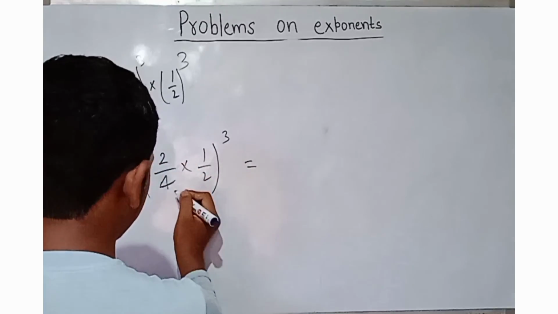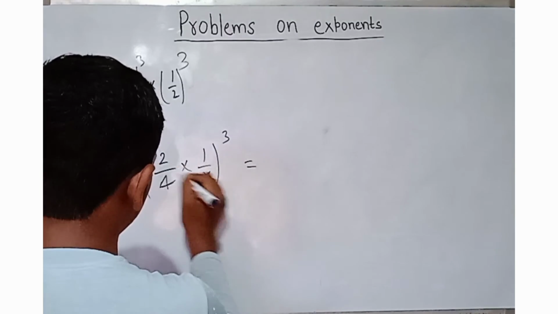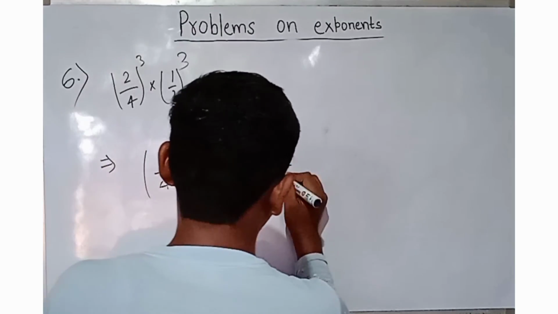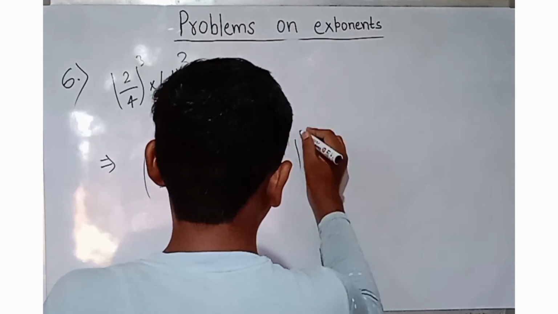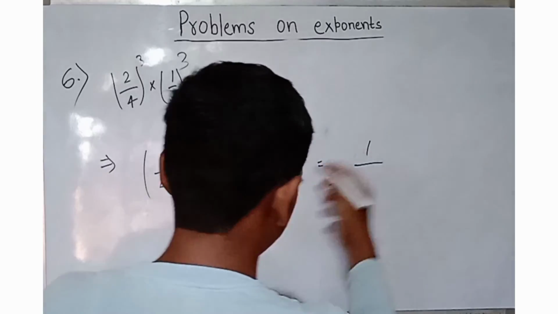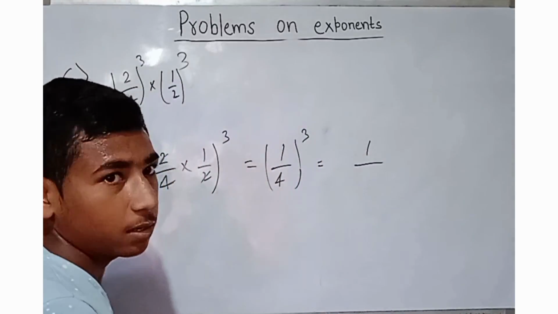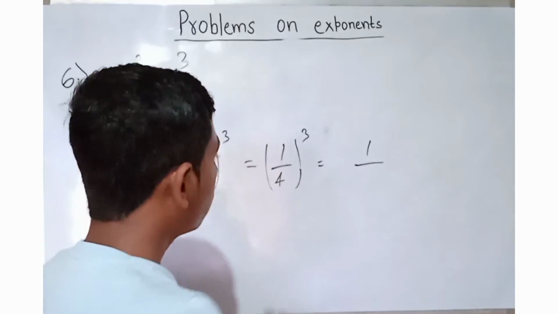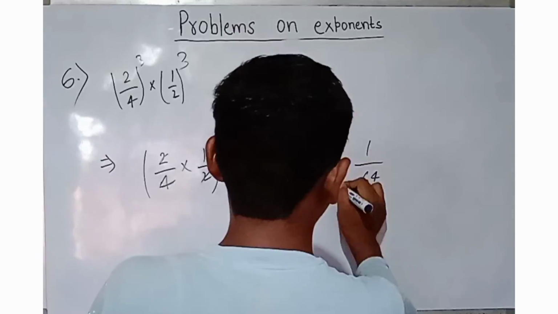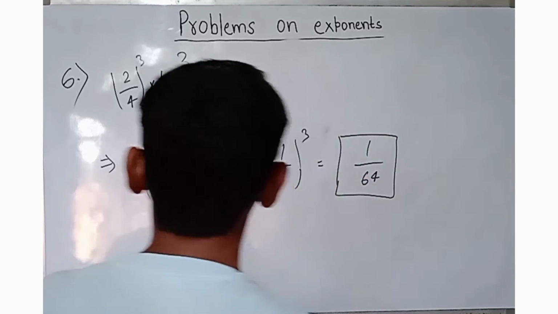So 2 by 4 into 1 by 2, the 2 gets cancelled, so it will be 1 by 4 power 3. So 1 cube will be 1, and 4 cube will be 64, since 4 fours are 16 and 16 fours are 64. So it will be 1 by 64.